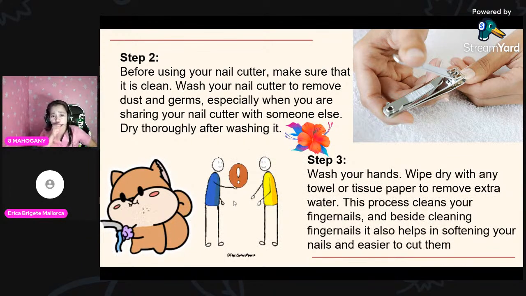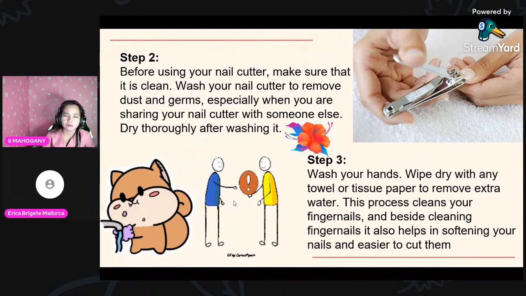For number three, wash your hands. Okay, very important. Wipe dry with any towel or tissue paper to remove extra water. This process cleans your fingernails, and besides cleaning fingernails, it also helps in softening your nails and easier to cut them. Okay, di ba napapansin nyo, pag naghugas muna tayo ng kamay bago tayo mag-trim ng nails, hindi na tayo mahihirapan kasi malambot, di ba? Soft na yung nails natin. Mabilis na lang siya i-trim.